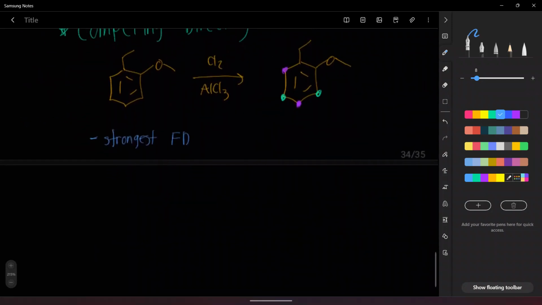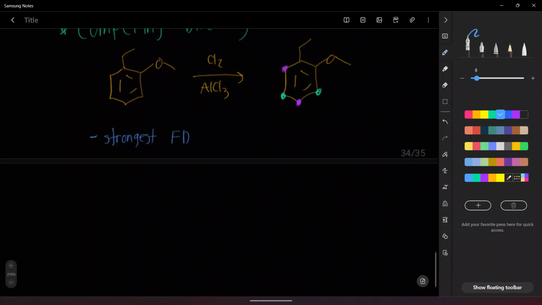Alright, good. So the strongest electron donating group dictates the position, okay? Dictates the overall directing effect. Alright, and it should make sense to you.